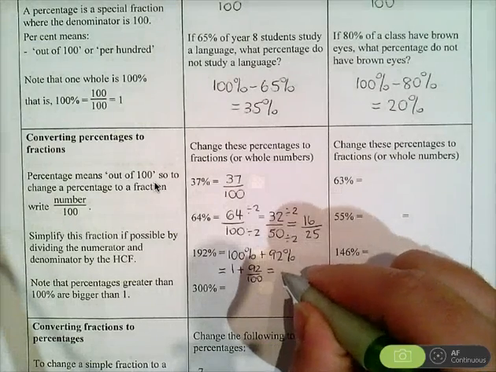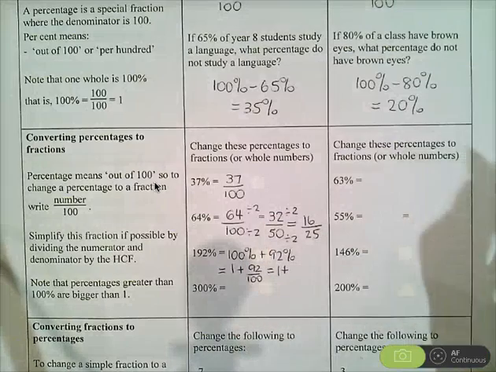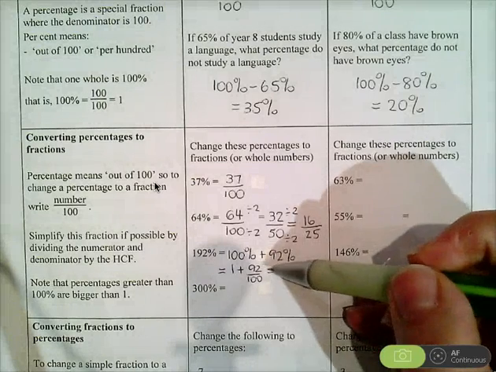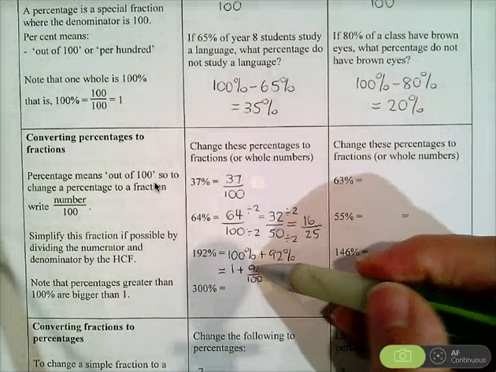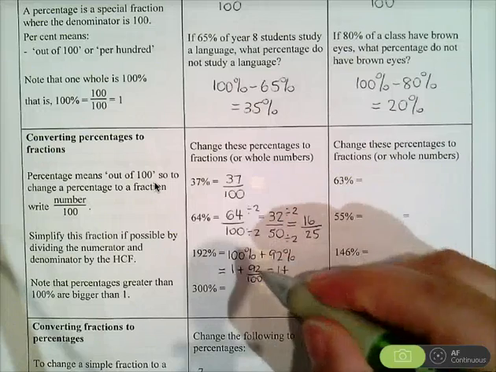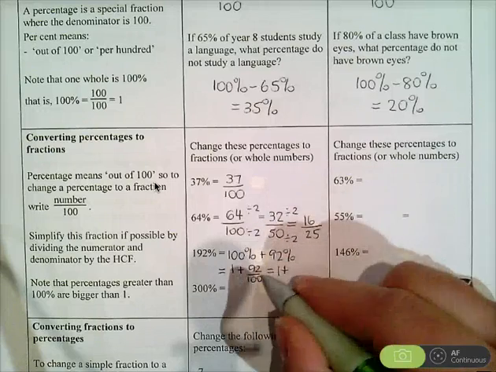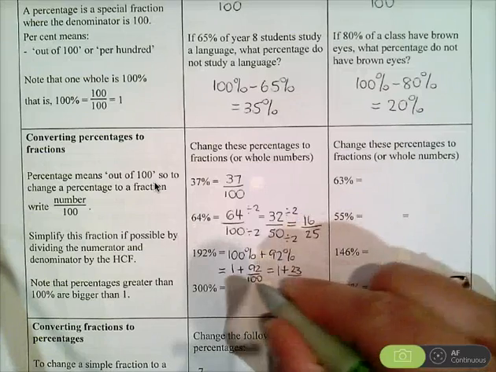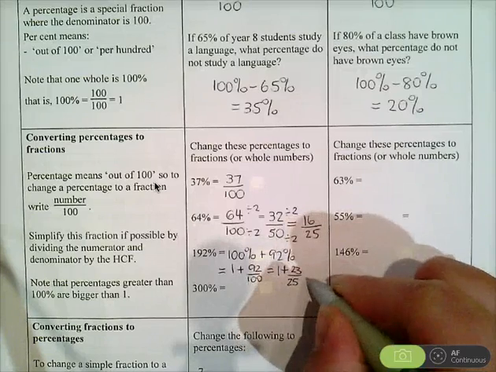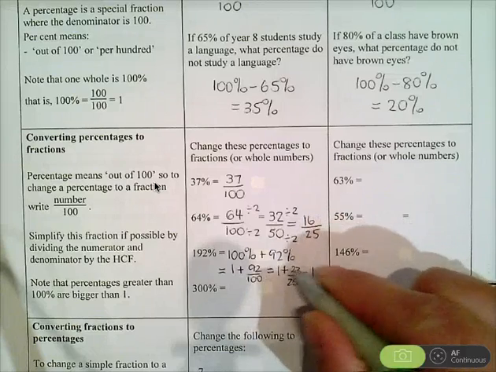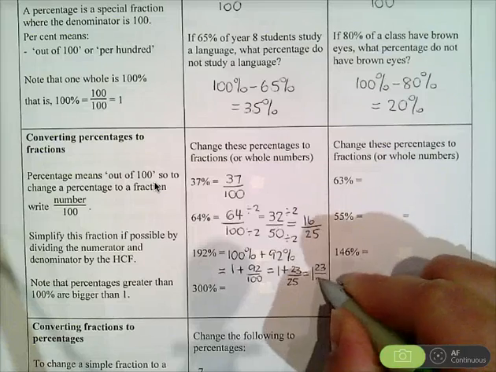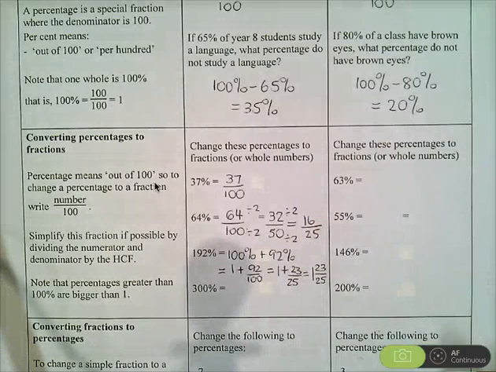Now, I want to simplify my 92 over 100 and I want to see if I can divide 92 and 100 by something. Remember, 92 is almost 100, so I think you can divide 92 by 4. So I'm going to do that. 92 divided by 4 is 23 and 100 divided by 4 is 25. So my answer is 1 plus 23 over 25, or just 1 and 23 over 25.